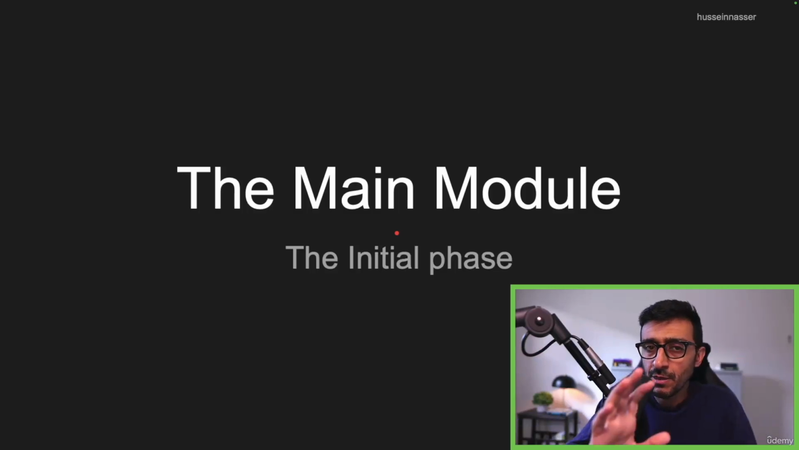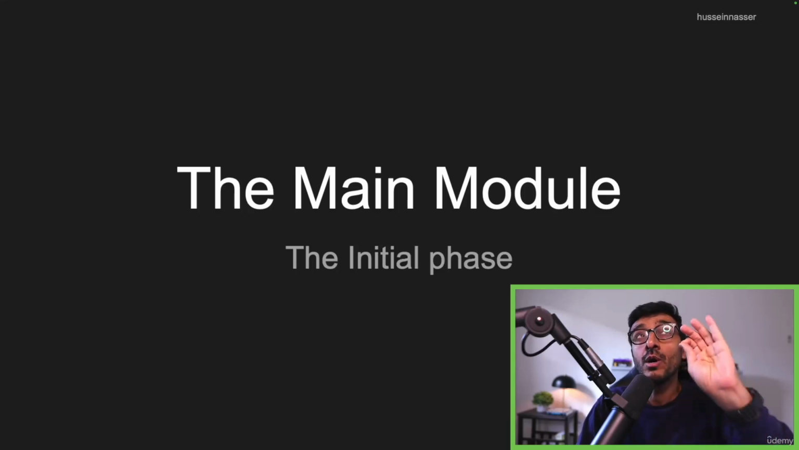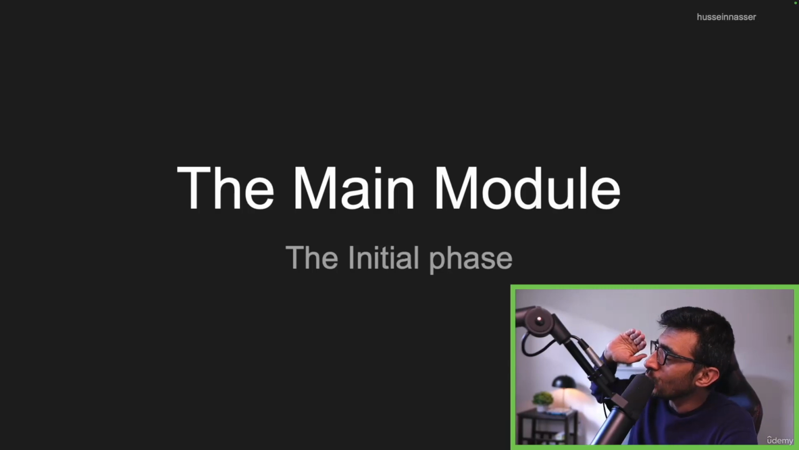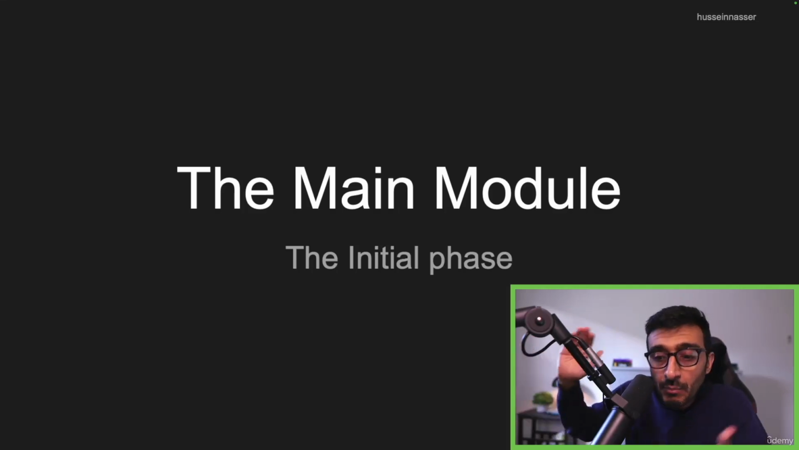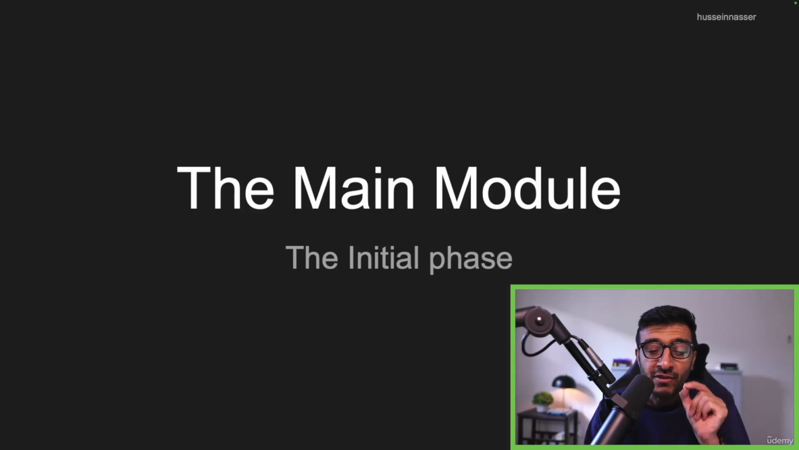All right, you guys, the main module, the initial phase. This is the first ever phase. Before we even have a loop, we need to execute whatever code is at the root level of the module that we're about to run. It's interesting and very critical to understand that in this stage, we don't even have a loop yet.